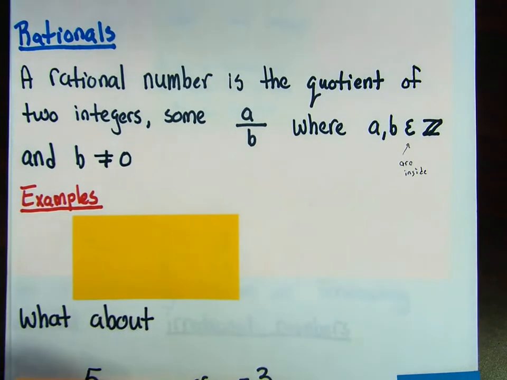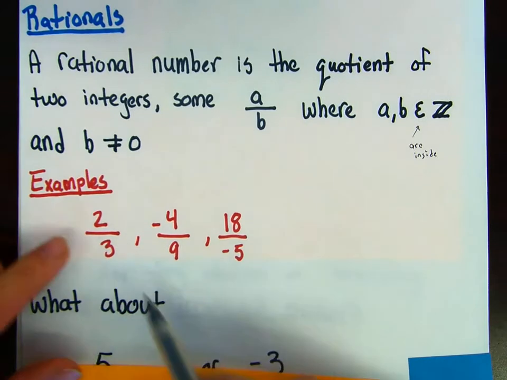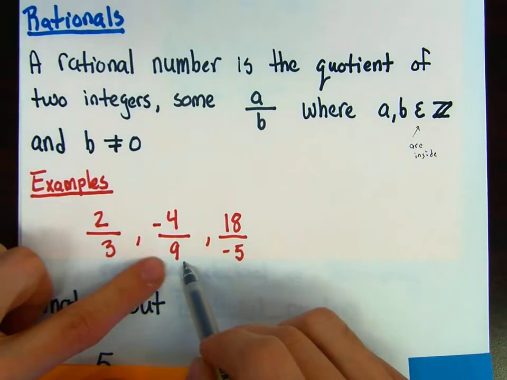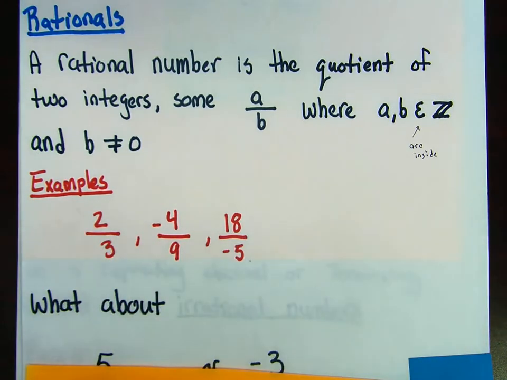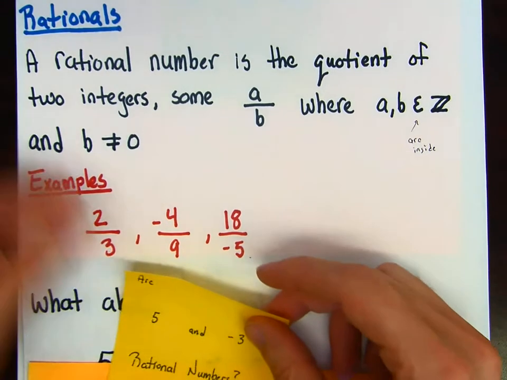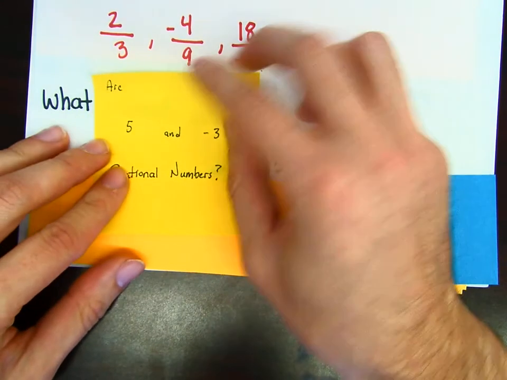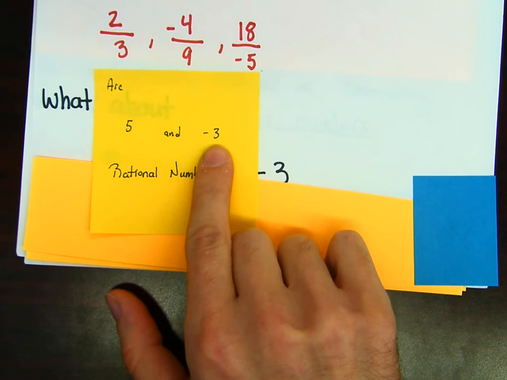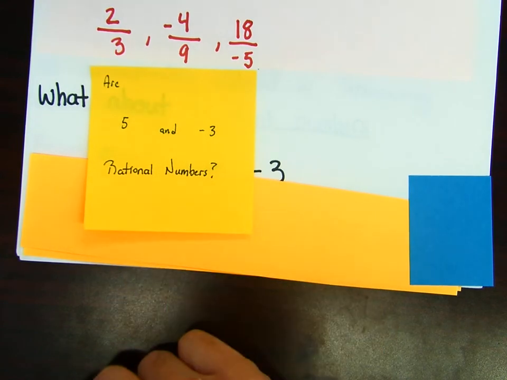Okay, and that's what it is. So here, what are some examples? Let's take a look. 2 over 3, I have integer over integer. These are all rational numbers, okay? Now here, let's take a look at this question over here that is a good one. If I said, hey, are the numbers 5 and -3 rational numbers? Pause the video and think about it.